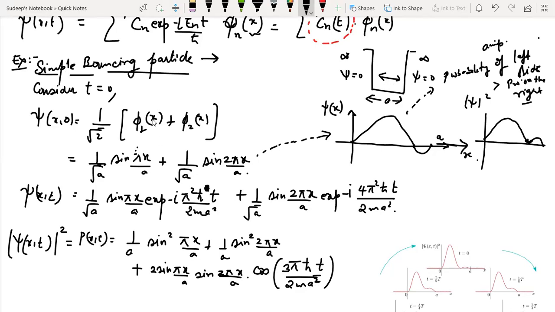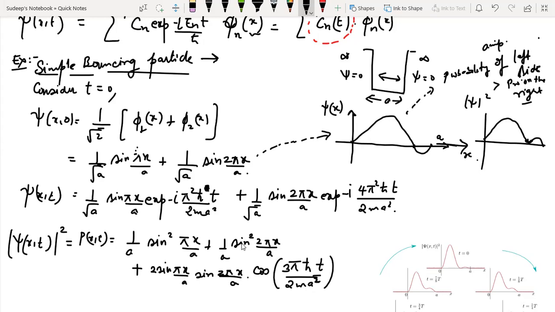The wave function initially is prepared in the state φ1 and φ2. And at any later time t, I can write my wave function in this fashion. I know from the graph that the probability of finding the particle on the left side of the box is greater than the probability of finding the particle on the right side of the box. And |ψ|² is simply 1/a [sin²(πx/a) + sin²(2πx/a)], and then there is an additional term.